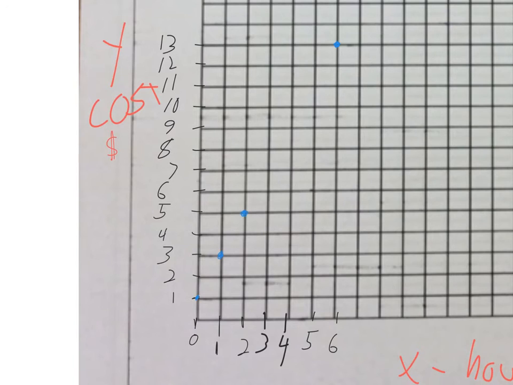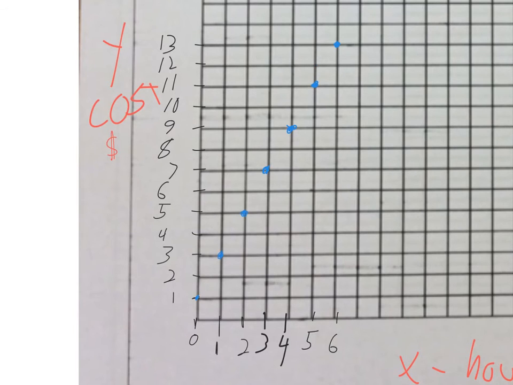5 times 2 is 10, plus 1 is 11. 11 and 5 goes right here. No, that's the wrong spot right here. Let's erase that one. Okay. 4 times 2 is 8, plus 1 is 9. And 3 times 2 is 6, plus 1 is 7.